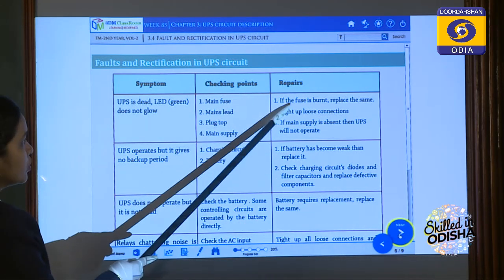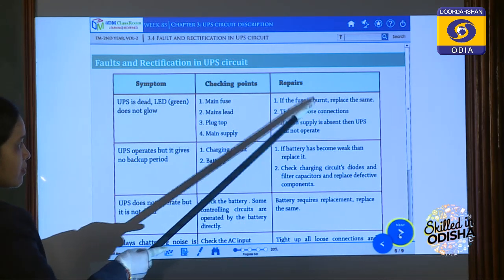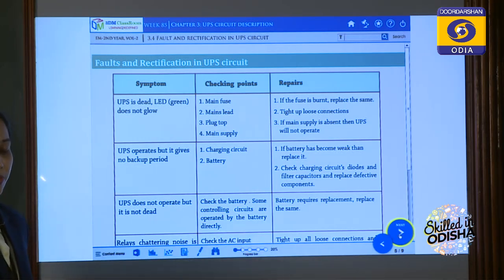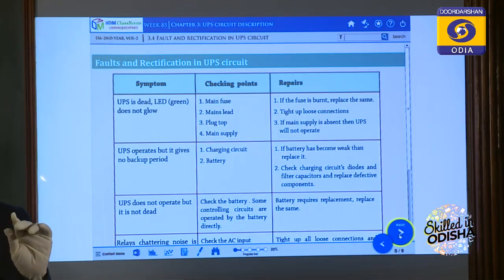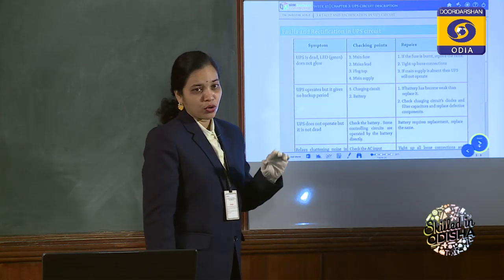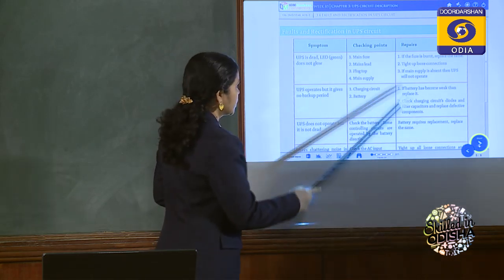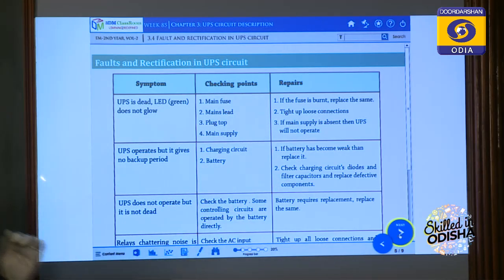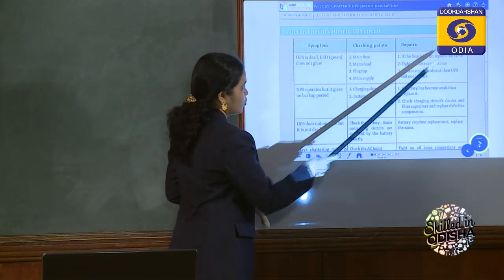We have to replace the fuse. If the fuse is burnt, we have to check whether the fuse is in the proper position or is blown. If that fuse is blown, we have to replace it. And if some loose connections are there, by which the AC current is not properly coming to the input, we have to check and tighten those loose connections.